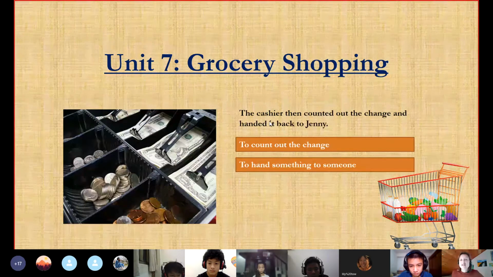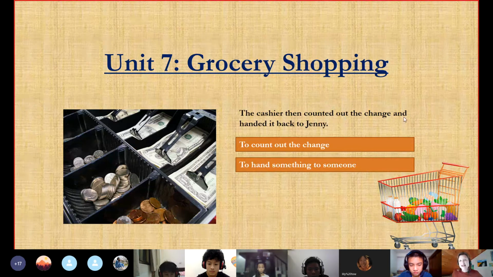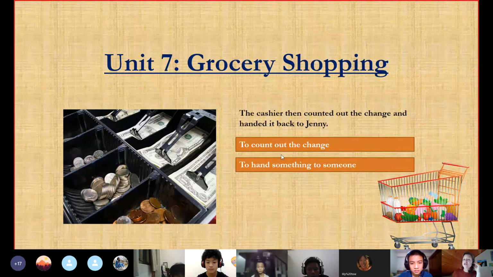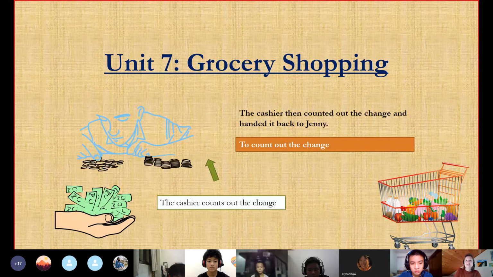Okay. The cashier then counted out the change and handed it back to Jenny. Okay, let's repeat first. The cashier then counted out the change and handed it back to Jenny. Okay, so to count out the change, let's look at that.